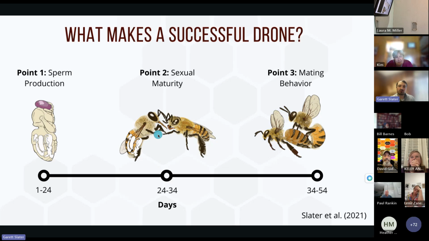Now, after drones reach sexual maturity, the workers are done taking care of them, and they kick the drones to wherever the honey is stored. That's typically on the outskirts of the brood box or up into the honey supers. The reason for that is the drones are switching from a high protein diet provided by workers to a high sugary diet for their mating flights, because after they reach maturity, their goal really is to find a queen and mate with a queen.